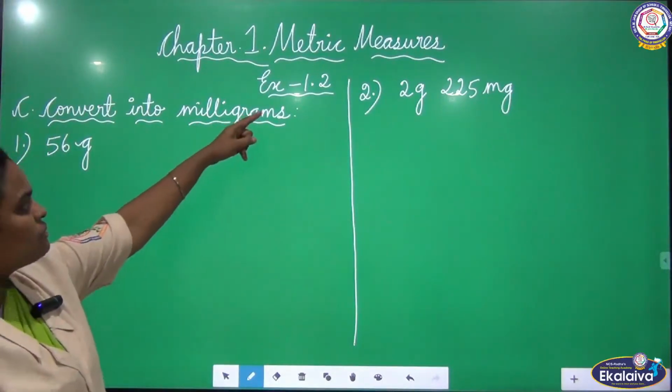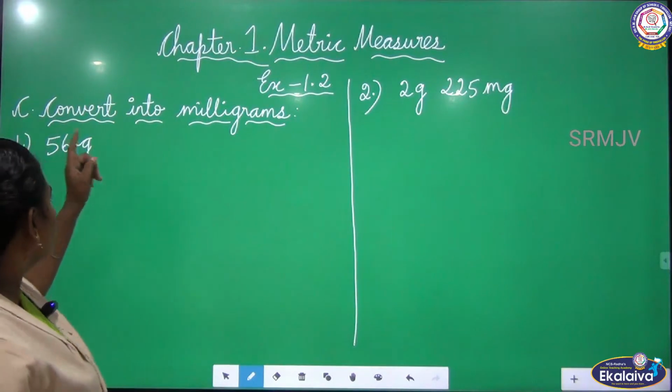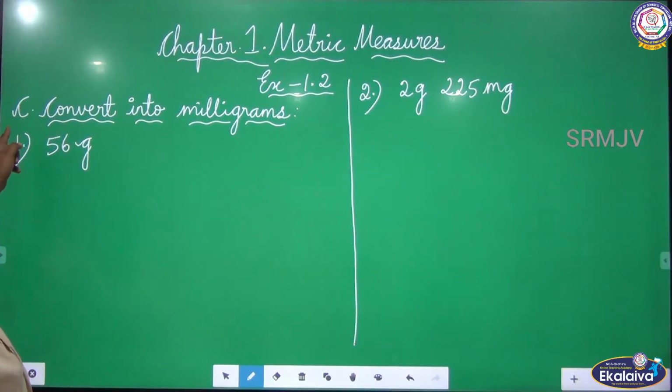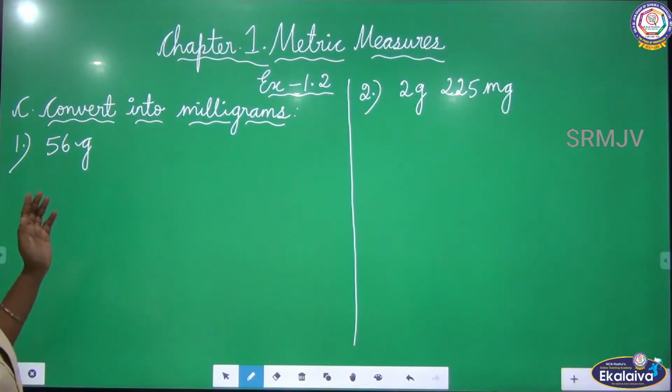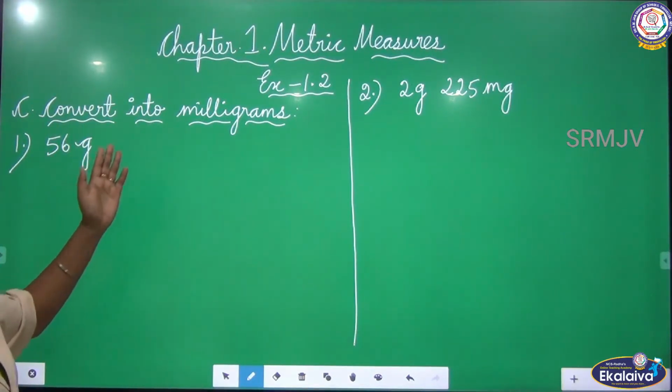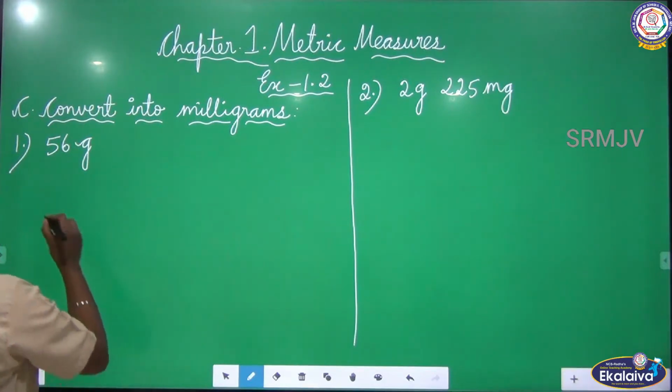So, in exercise 1.2, already we have completed A and then B. So, today we are going to see C1, convert into milligrams. So, we are going to convert gram into milligrams. So, how will you convert gram into milligram?